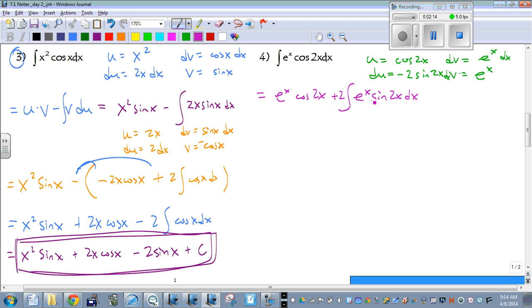Well, this integral is not looking a whole lot better than the last one, right? We still can't use regular u substitution, can't just evaluate it as is. So we're going to try integration by parts again. So this time u is sine of 2x, and dv is e to the x dx again. So du: the derivative of sine is cosine, and then the derivative of 2x is 2, so we get 2 cosine of 2x dx, and then v is just going to be e to the x.